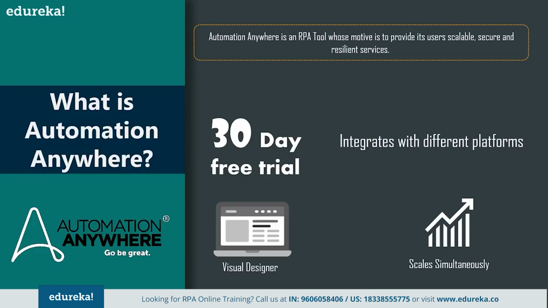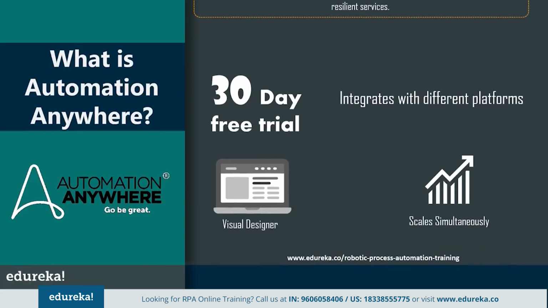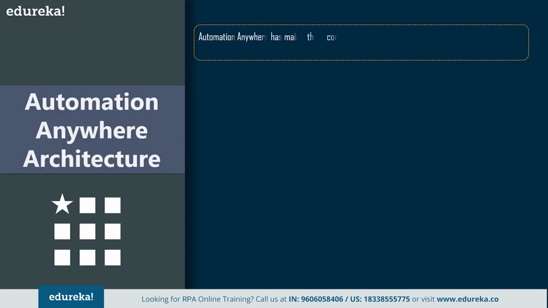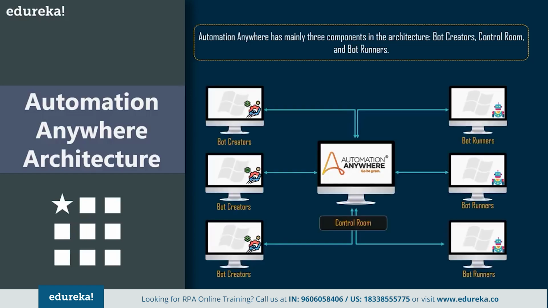So now that I've told you a little bit about Automation Anywhere, let me quickly tell you how its architecture is. Automation Anywhere architecture basically follows a distributed architecture. This architecture mainly makes sure that centralized management is accomplished via Automation Anywhere's control room. As you can see on the screen, there are mainly three components of this architecture, that is the bot creators, the control room, and the bot runners, right? Let's discuss each of them one by one.